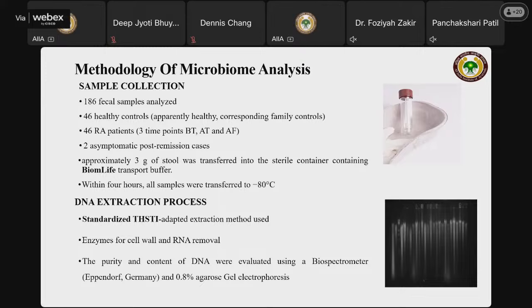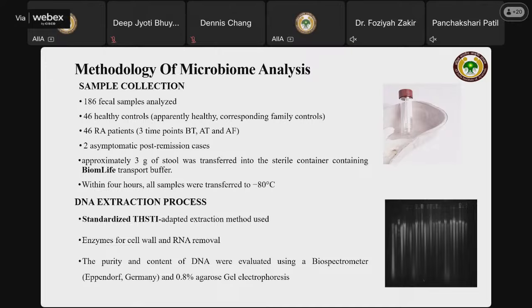So now coming to the microbiome analysis, which we are supposed to discuss, we collected 186 fecal samples, which were analyzed. 46 healthy controls were used for the study to analyze between the diseased and the control. Most of them were family controls. We used spouse controls who had no RA or Amavata symptoms. 46 RA patients who completed the protocol were analyzed at 3 time points: before treatment, after treatment, and during follow-up. We also assessed a subset of 2 asymptomatic patients in long follow-up after 6 months.